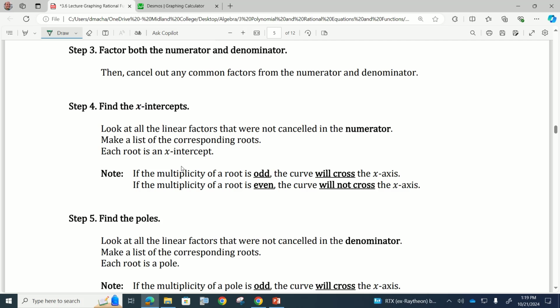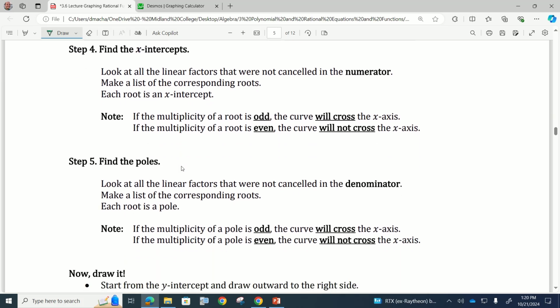Step number 3, we're going to factor this, and we're going to cancel out any common factors. Step number 4 says the x-intercepts are the roots in the numerator. And just like we talked about last Monday, the multiplicity rules work exactly the same. So odd multiplicity for a root in the numerator means your curve's going to pass through the x-axis. But an even multiplicity means you're going to hit the x-axis and you're going to bounce off. That works just the same.